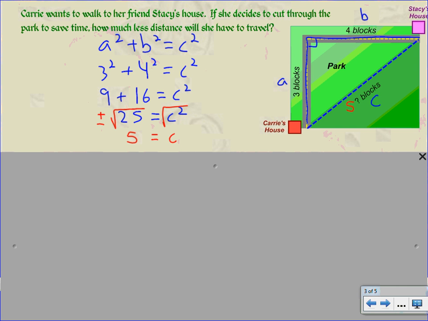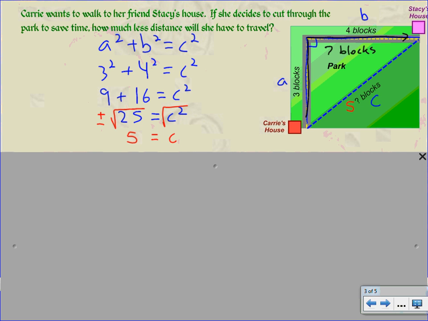We haven't answered the question, right? We found the distance through the park, but the question does ask how much less distance will she have to travel. Well, of course, that's pretty easy to figure out. We know that she walks 3 blocks up this way, she walks 4 blocks over this way, and by the time she finishes, she would have walked 7 blocks.